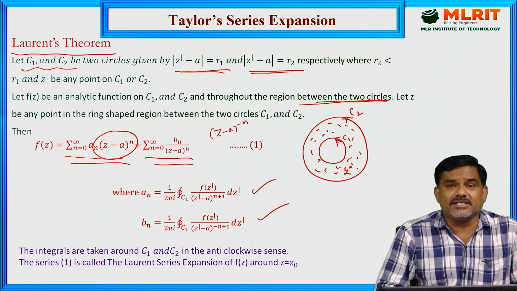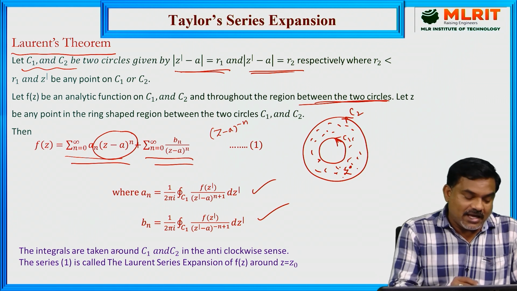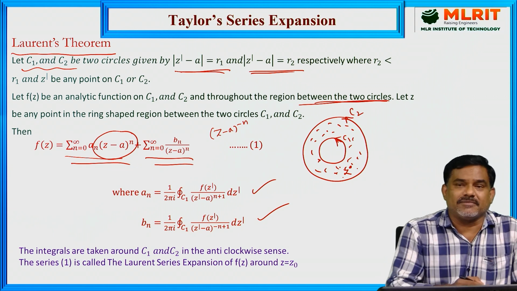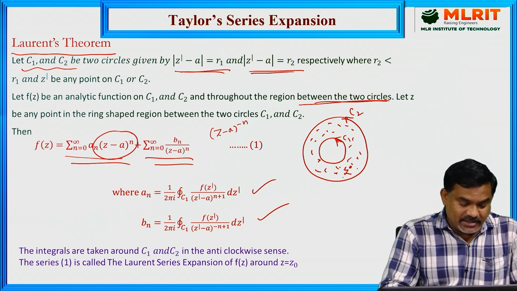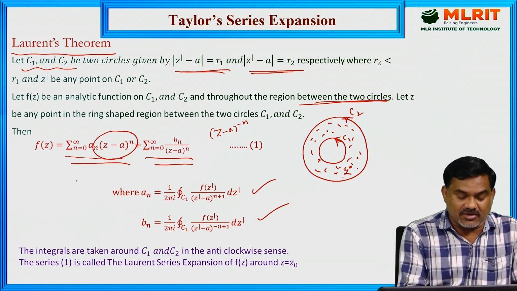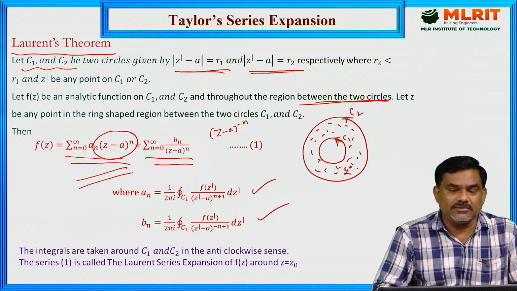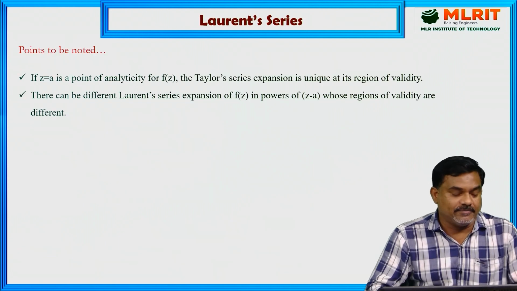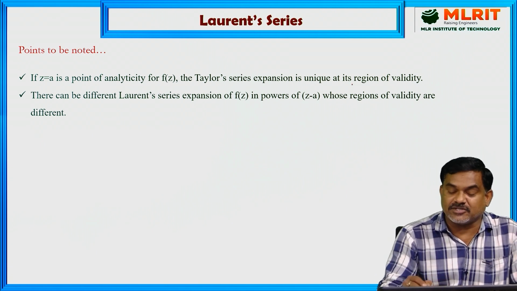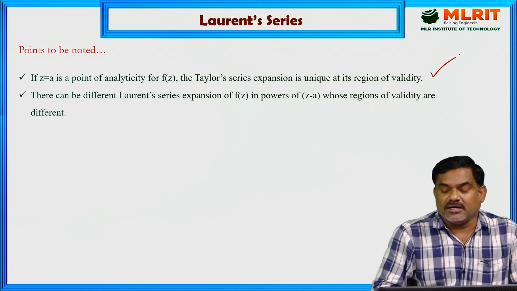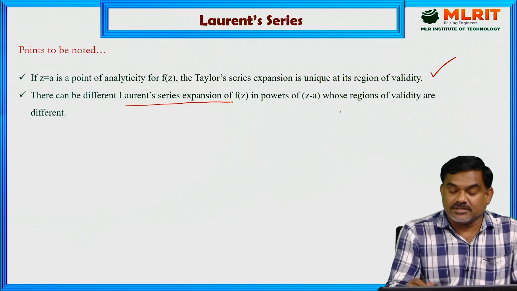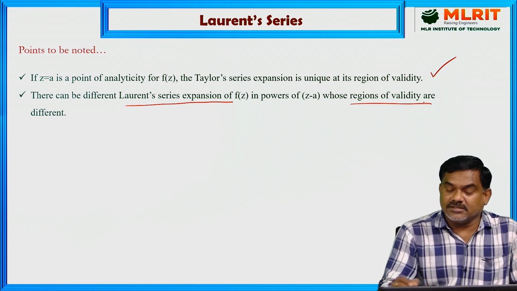While finding the Laurent series expansion, there is no need to evaluate this directly; depending on the given region of validity, we can express the function as a Laurent series. The integrals here are taken in the anti-clockwise sense, and this series is called the Laurent series expansion about z equal to z naught. Now, points to be noted. If z equal to a is a point of analyticity for f of z, the Taylor series expansion is unique in its region of validity, whereas there can be different Laurent series expansions according to the regions of validity.